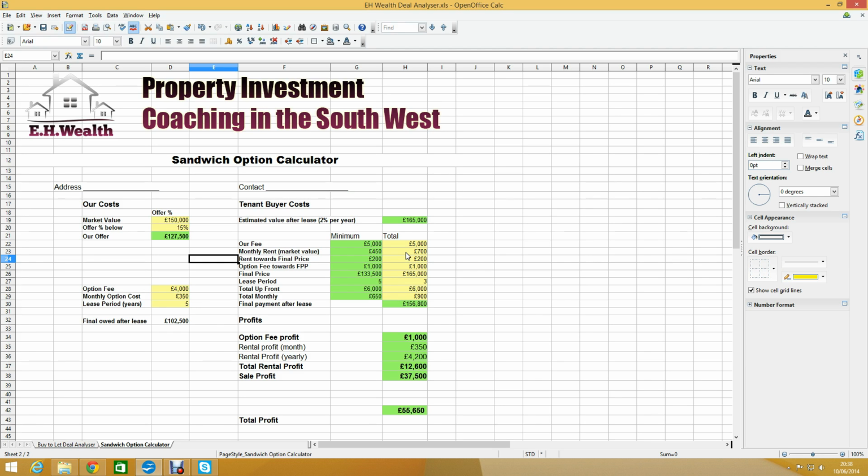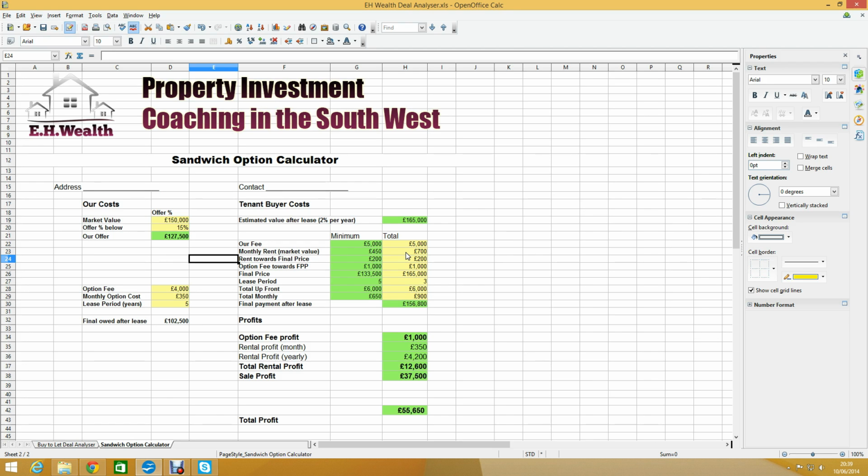Because it works out that at the end of the 5 years, they don't have to go and borrow any extra towards their deposit. And £200, if they're motivated to buy their own home, shouldn't be too difficult to save and have that every month extra. Then we put on an option fee towards the final purchase price, meaning their upfront payment is £6,000 in total, a lot less than a deposit on a house, which could be 2 or 3 times that, as we showed in the previous buy-to-let deal analyzer. So that option fee then goes towards the final purchase price.